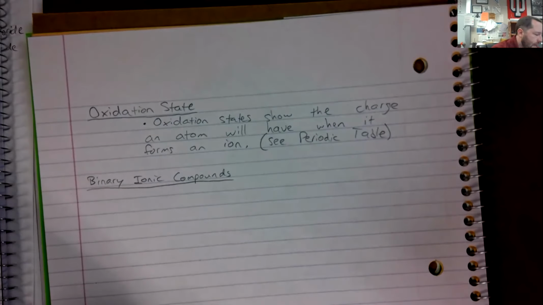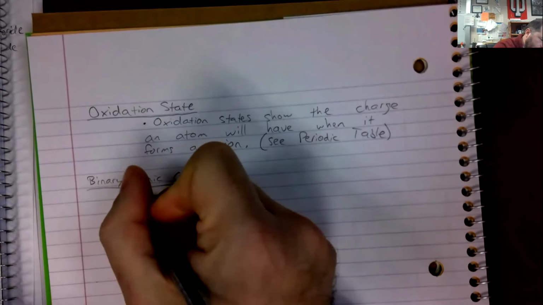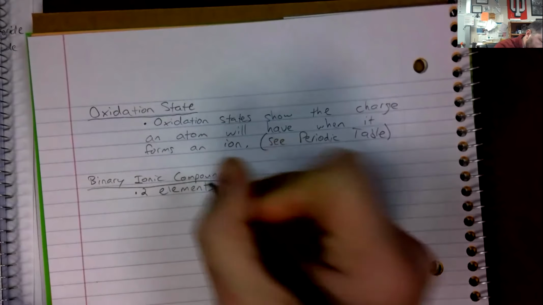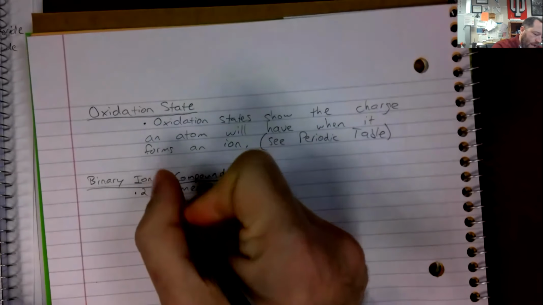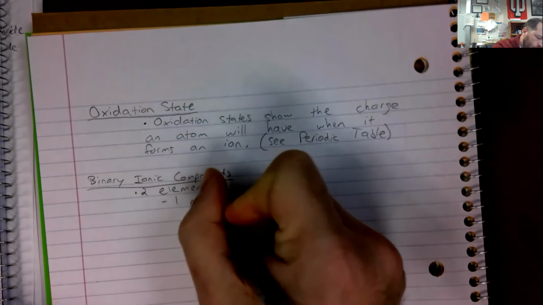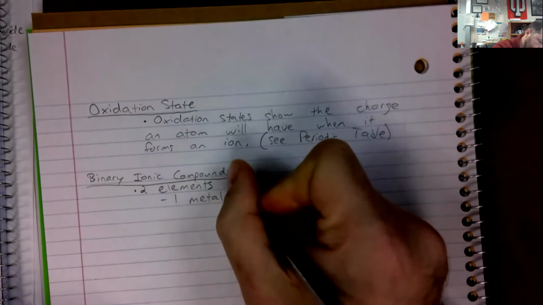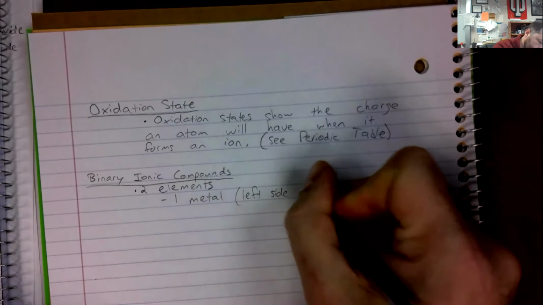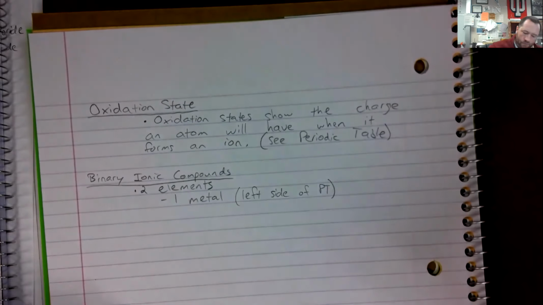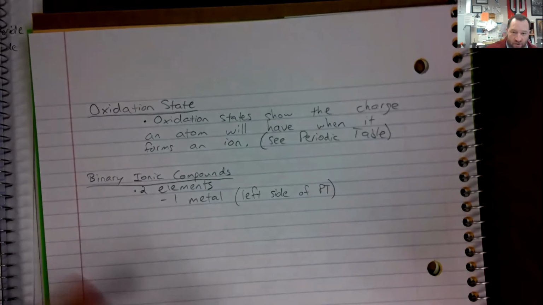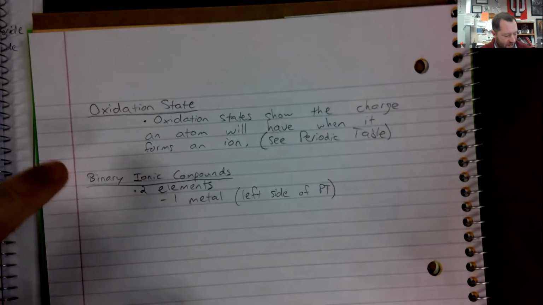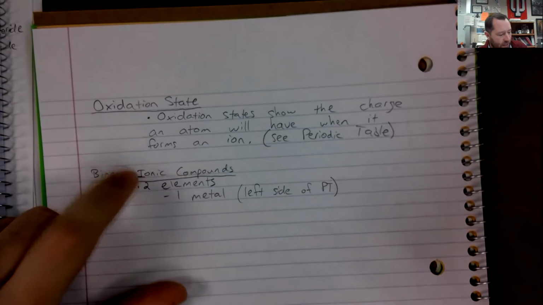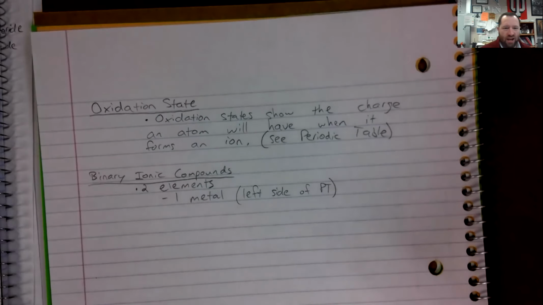So our binary ionic compounds. Again, binary means we're working with two elements. Ionic means that one of them is a metal. So again, a bit of review from last semester, but make sure you're comfortable with this. We're going to have a lot of different sets of rules, and it all depends on being able to determine what you're working with. We have an ionic compound.